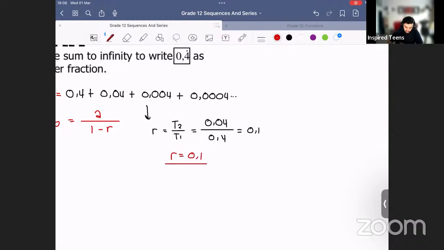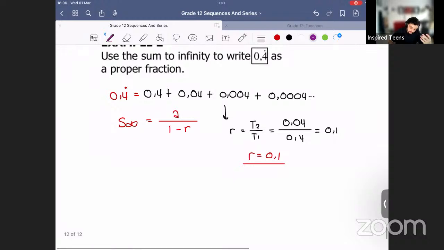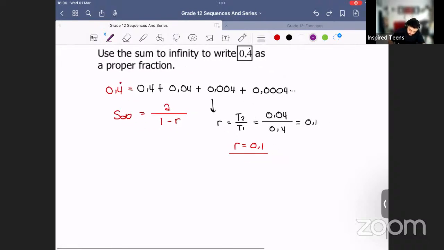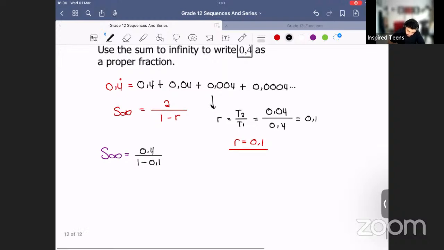So we know the value of r. We know the value of a is 0,4. So now we can use the sum to infinity to write 0,4 recurring as a proper fraction. The sum to infinity for this pattern, 0,4 recurring, is equal to a, which is 0,4, over 1 minus 0,1, which can be written as 0,4 over 0,9, which is basically 4 over 9.